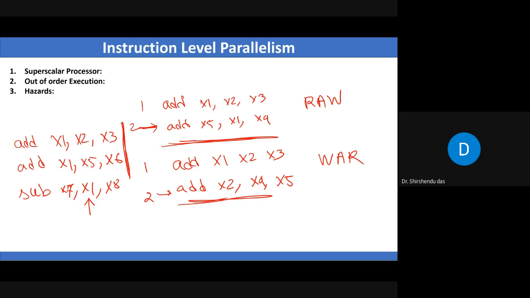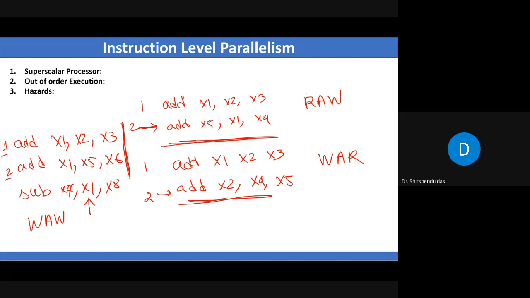So concentrate on the third instruction. Which value of X1 should it read, the one updated by the first instruction or the second instruction? The second instruction, right? But somehow the first and second are reversed as per out of order execution. If instruction 2 executes first and instruction 1 executes after, then the sub will get the wrong value. This is called write after write hazard, WAW hazard. So RAW, WAR, and WAW are the three types of data hazard if you go with out of order execution.